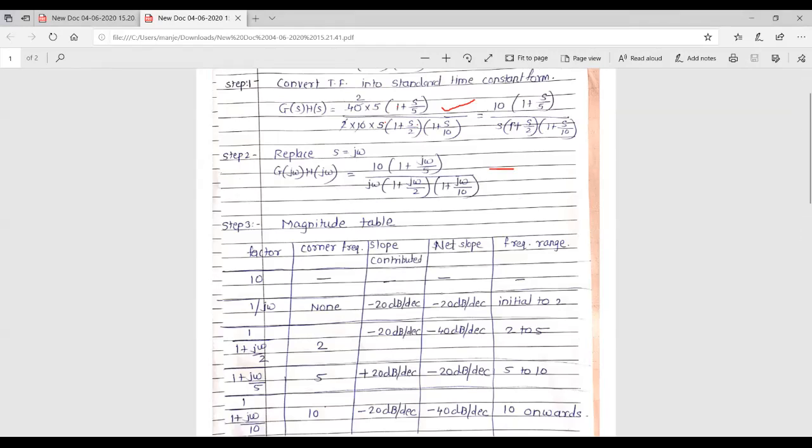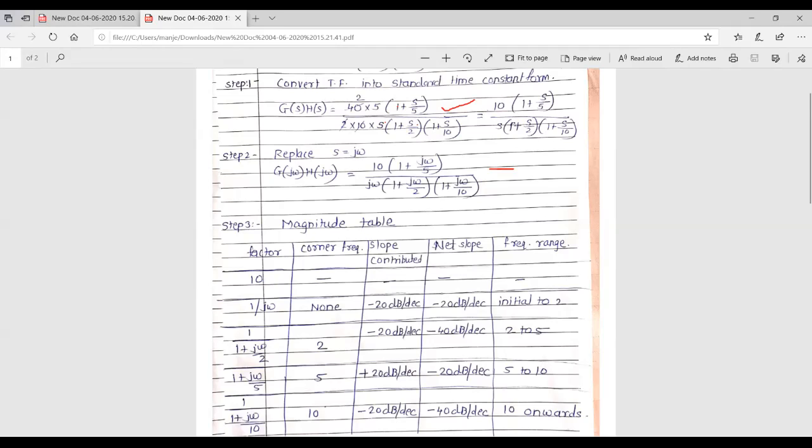The first column, this is the standard format of the magnitude table. You need to learn these columns. The columns must be in this format only, in this sequence only. Now the factor column lists all the factors available in the transfer function, but in sequence. By sequence, I mean the sequence of corner frequencies.